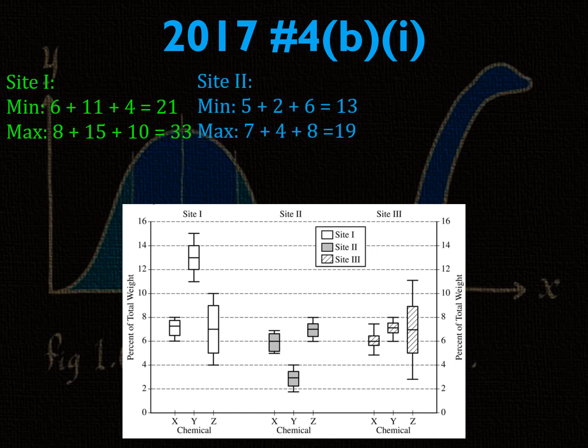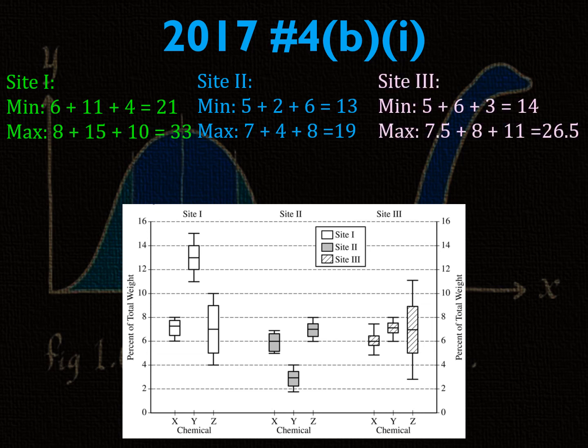For site 2, the minimums are 5, 2, and 6, which add up to 13. The maximums are 7, 4, and 8, which add up to 19. For site 3, the minimums are 5, 6, and 3, which add up to 14. The maximums are 7.5, 8, and 11, which add up to 26.5.